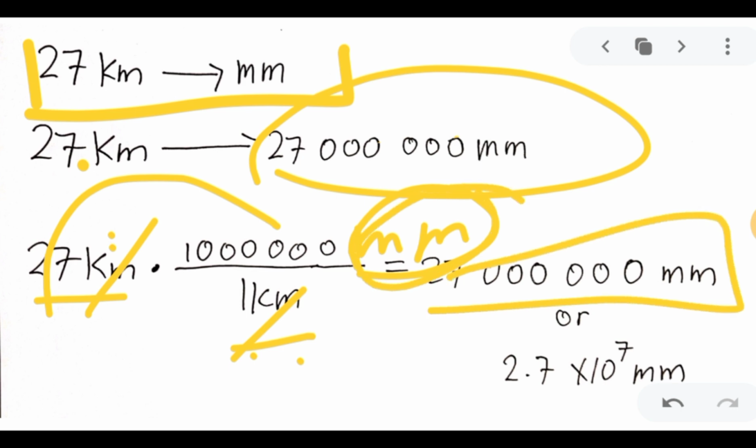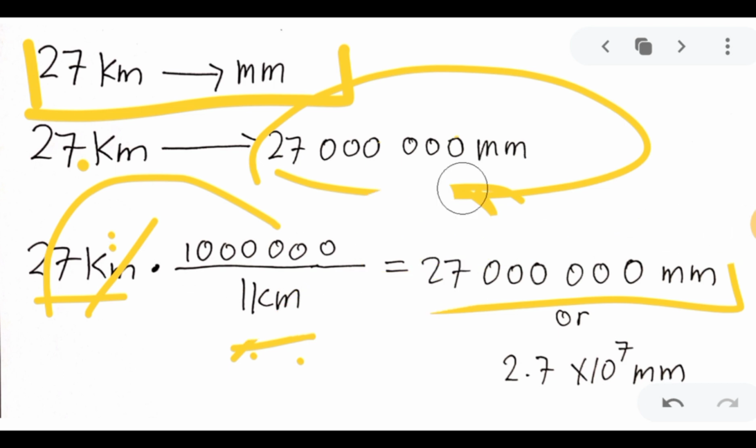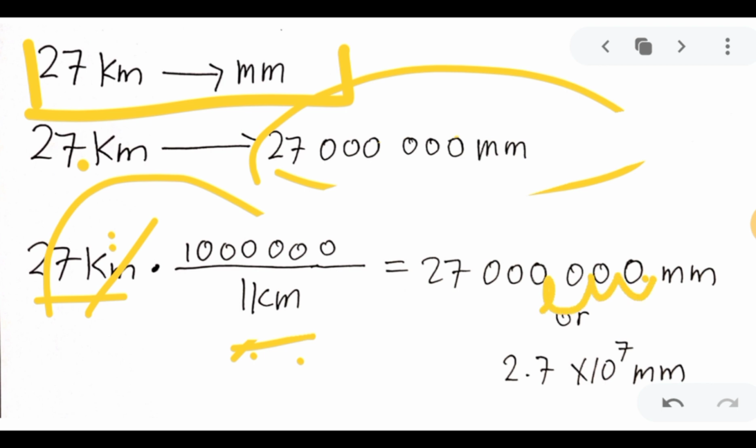Okay? Or the answer can be expressed in simplest form, which is scientific notation. Just move the places. Here is the point. 1, 2, 3, 4, 5, 6, and then 7. That is 2.7 times 10 raised to 7 millimeter.